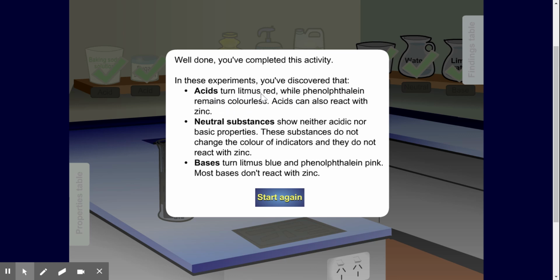We discovered that acids turn litmus paper red while phenolphthalein remains colorless, and acids can also react with metals like zinc. Neutral substances show neither acidic nor basic properties. These substances do not change the color of indicators, and they do not react with metals like zinc. Bases turn litmus blue and phenolphthalein pink, but most don't react with metals like zinc.